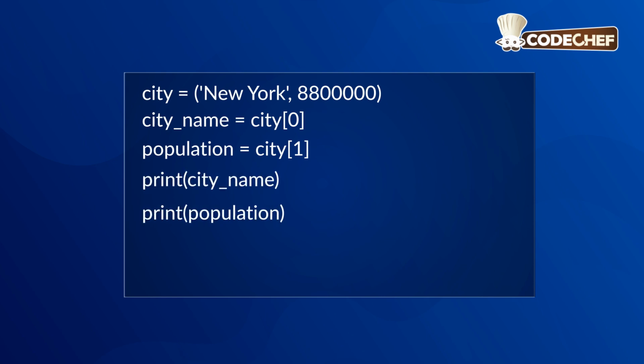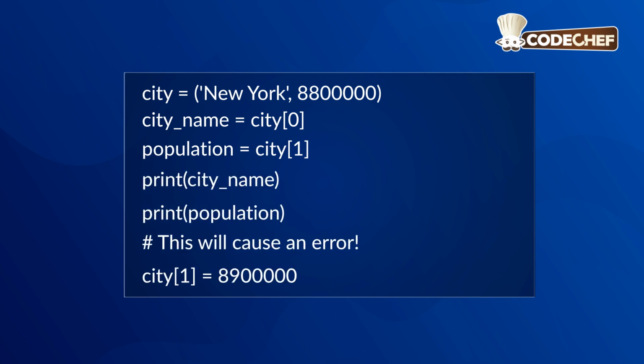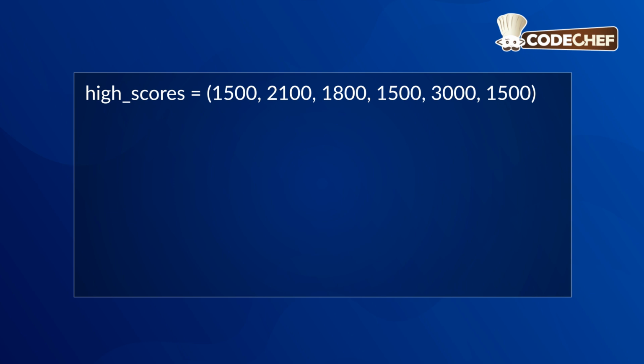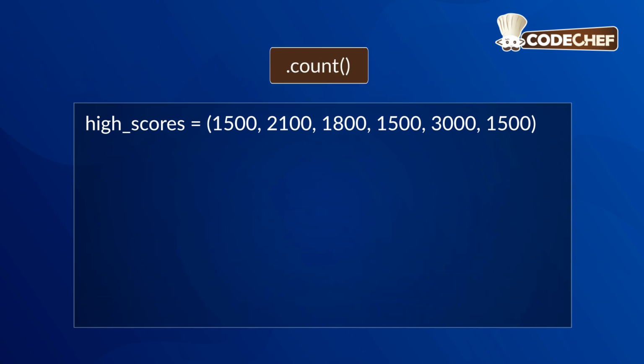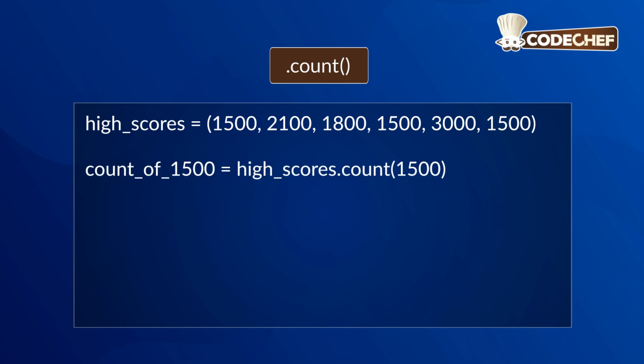Now, let's see what happens if we try to change a value in our tuple. We'll try to update the population. This will cause an error. Let's see these in action with a tuple of game high scores. First, let's use the .count method to see how many players got a score of 1,500. We call highscores.count(1500). This method searches the high scores tuple, counts every occurrence of the value 1,500, and returns the total. We then store this value in the count of 1,500 variable and print the result.